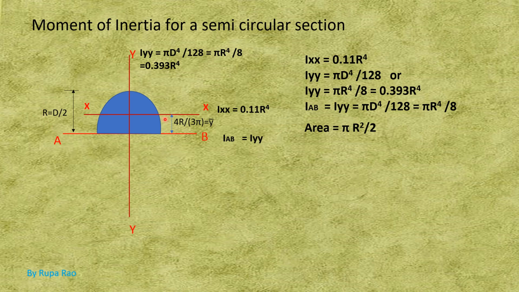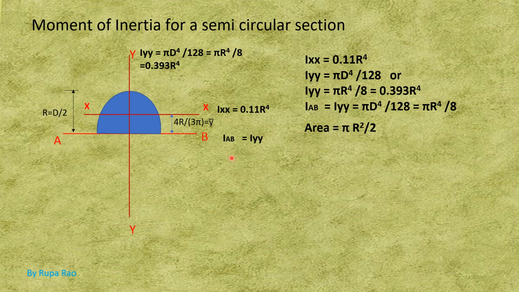The area of a semicircle will be pi r square divided by 2. Pi r square is the area of the full circle. If you divide it by 2, we get the area of a semicircle. Here what is very important to remember is, if I want the moment of inertia about the axis AB, which is the diameter, sometimes called the base, then this IAB is equal to IYY. These YY axis and AB axis have the same moment of inertia. It is pi d raised to 4 divided by 128, or pi r raised to 4 divided by 8, or 0.393 r raised to 4.